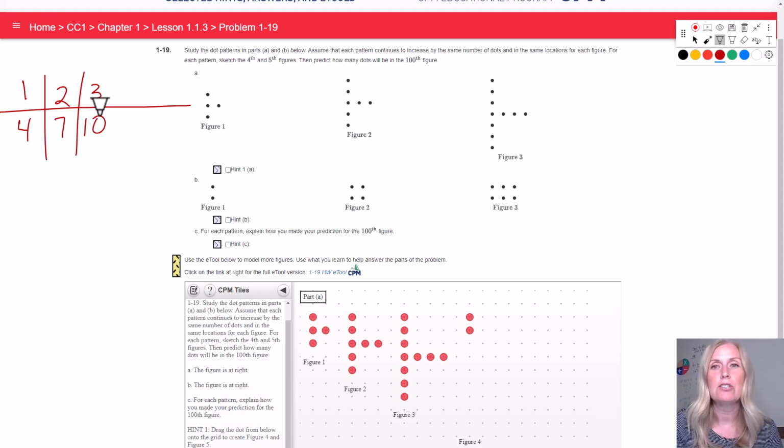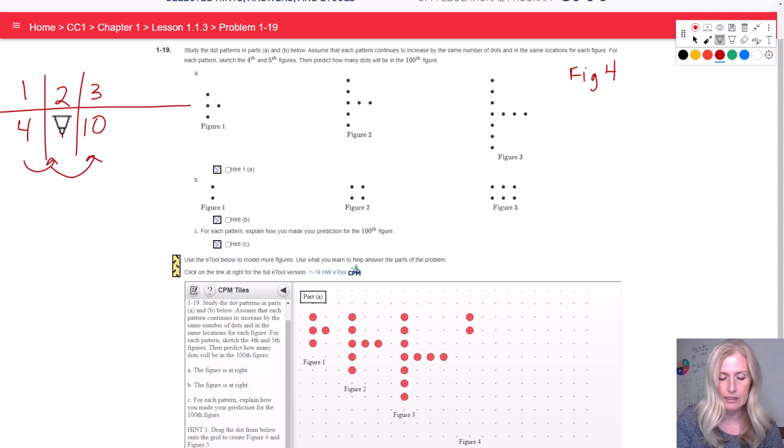And because it actually told us to sketch the 4th and 5th figures, I'm going to come over to this side and draw them out. So I'm going to say, okay, this is figure 4. So remember, figure 1 had 4, figure 2 had 7, figure 3 had 10. So you can probably see the pattern already. Can you see how many they're adding each time? Yes, they're adding 3 dots each time. So I know automatically figure 4 should have 13 dots, okay?